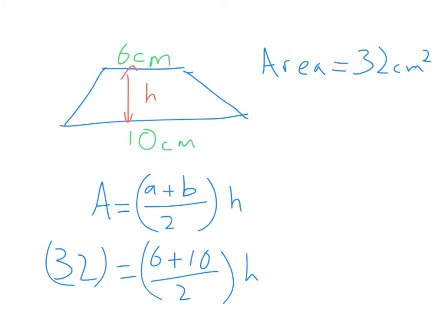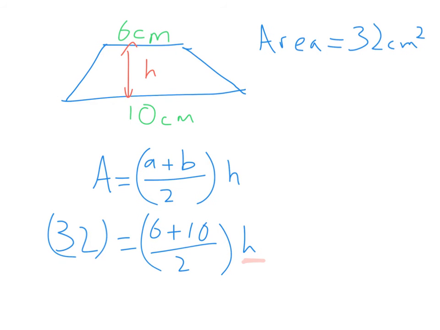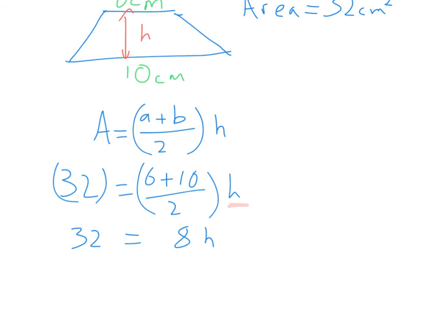Step 4 now says to solve for our unknown. So we're going to try and solve this out and find out what the value of h is. A good place to start in this question would be to simplify what's inside the bracket. 6 plus 10 will give us 16. Divide that by 2 and we're left with 8. Times h will give us 8h. 32 on the left hand side still stays the same.